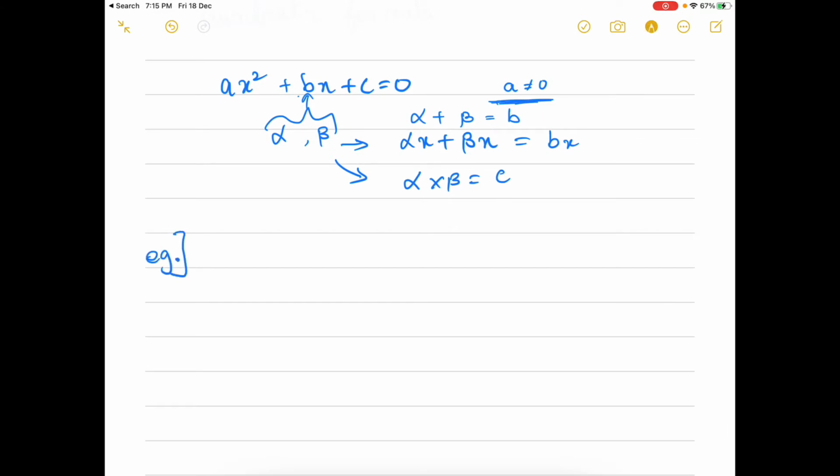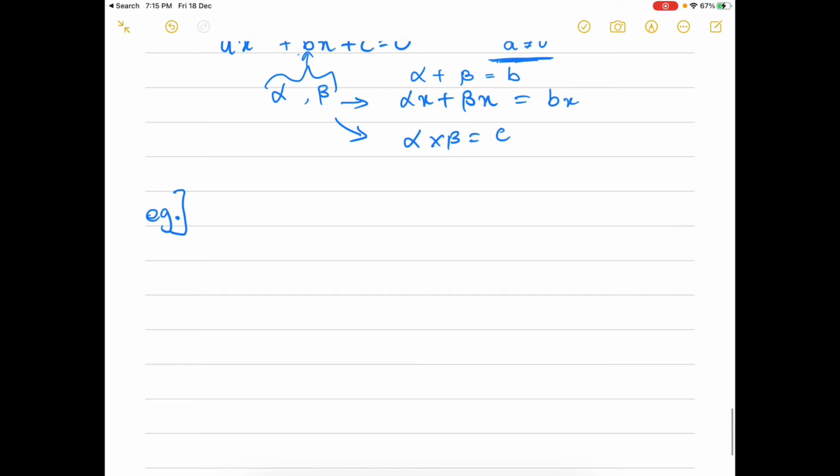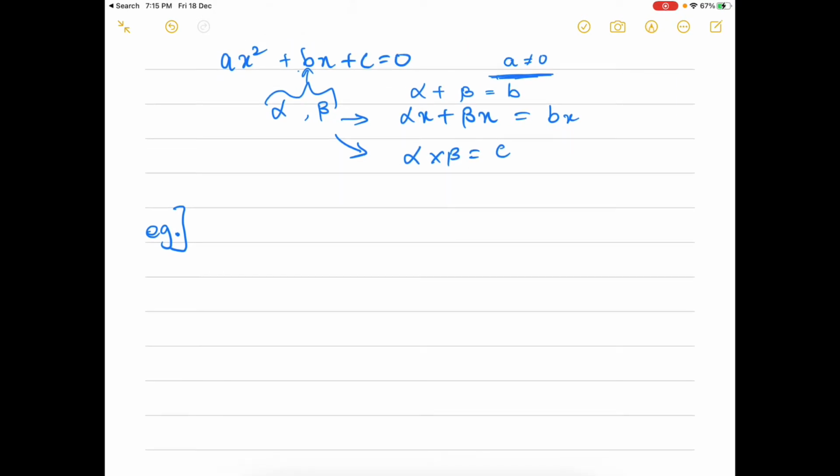The first example we take is x square plus 3x plus 2, which is equal to 0. And over here we don't need to mention that a is not equal to 0, as we have already seen a here is 1 and it is not equal to 0.